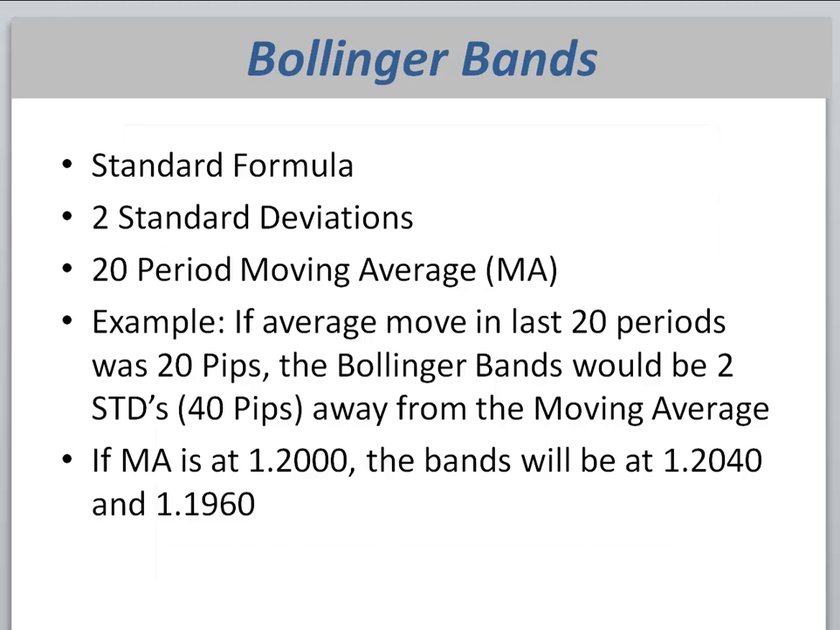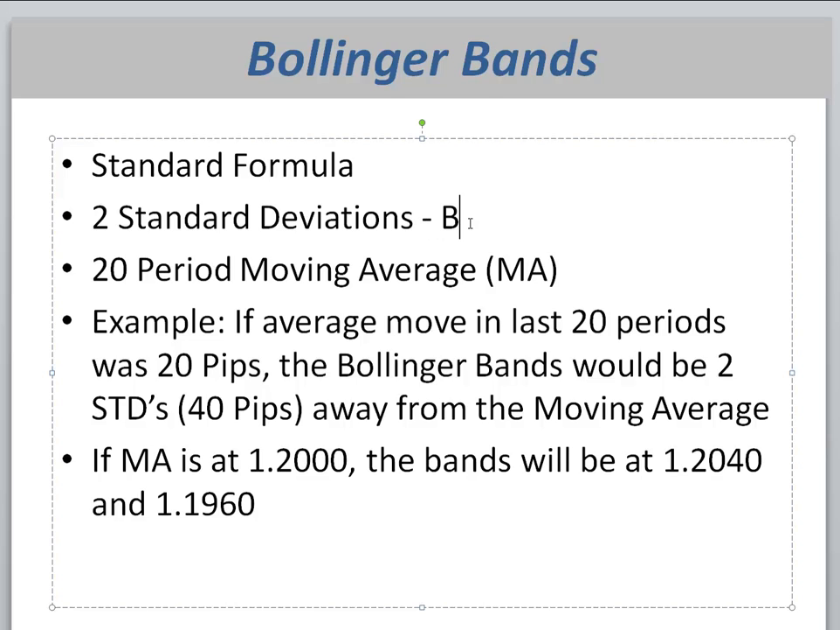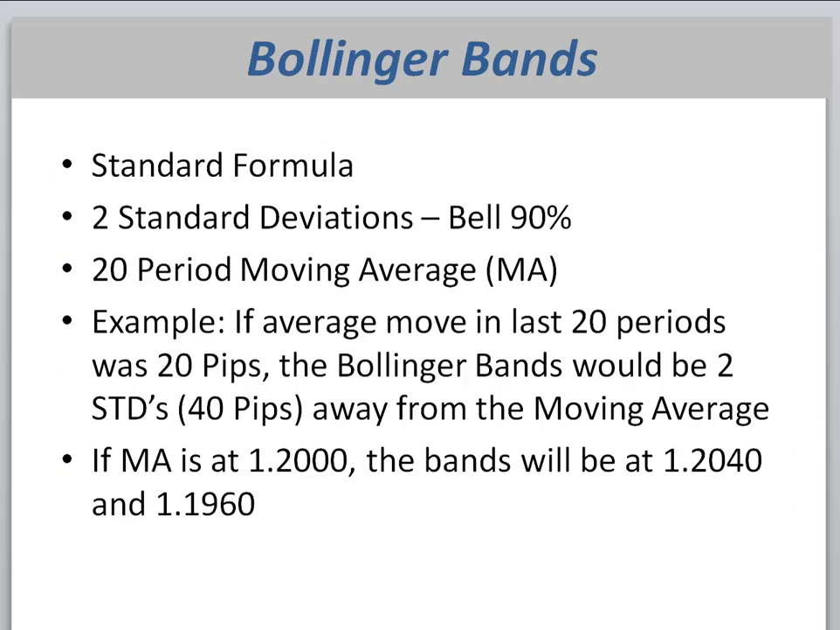Okay, back to how it works. There's a standard formula that most traders use, which is two standard deviations. Why do they use two standard deviations? Because this has to do with the bell curve, where 90% of statistical chances fall within two standard deviations. So that's why people stick to two standard deviations.